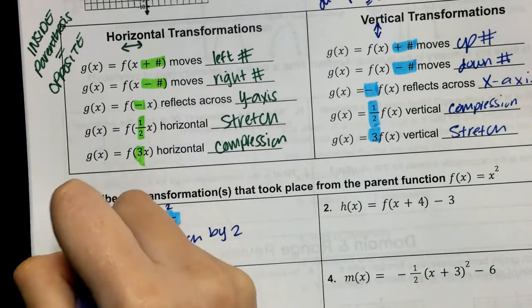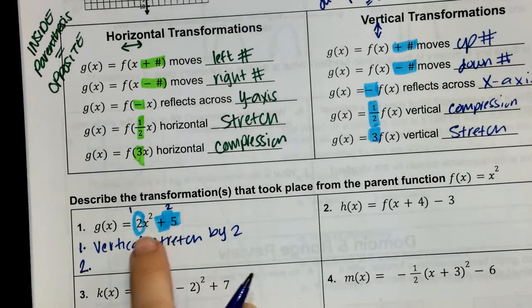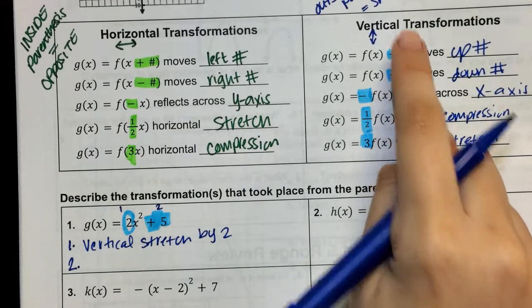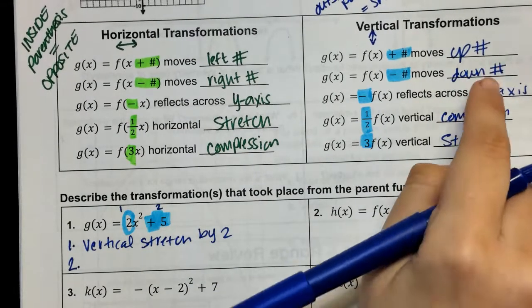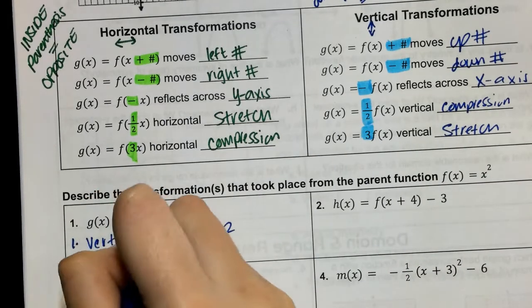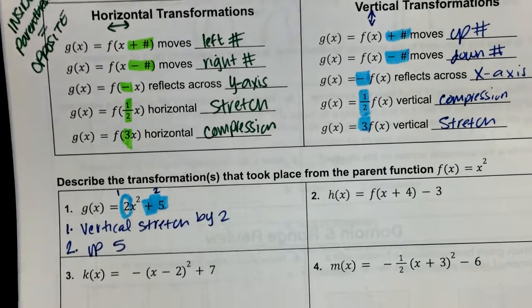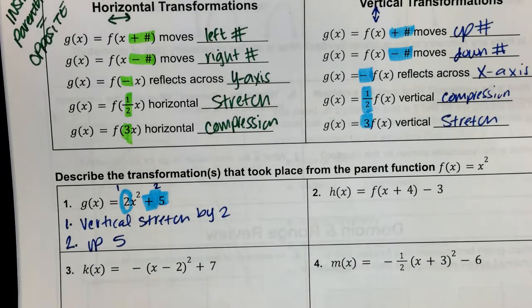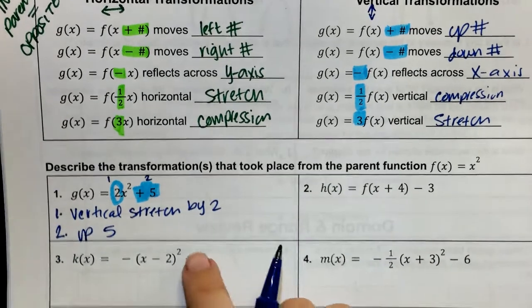My second transformation is this plus 5, after the x. Well, I can see that I have 2 options that happen after. I'm either moving up or down. This is plus 5, I'm moving up 5. And that's it, you're done. So all you're doing is describing what's happening. This might seem familiar because you did the same thing with linear functions.